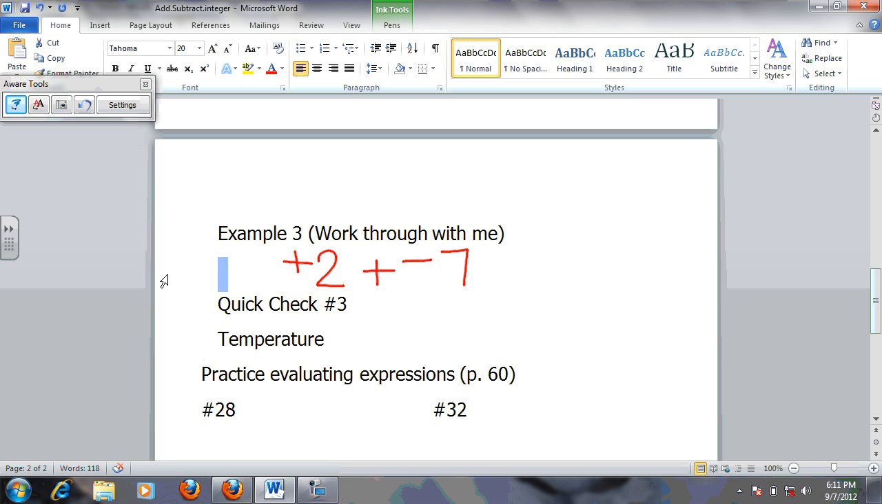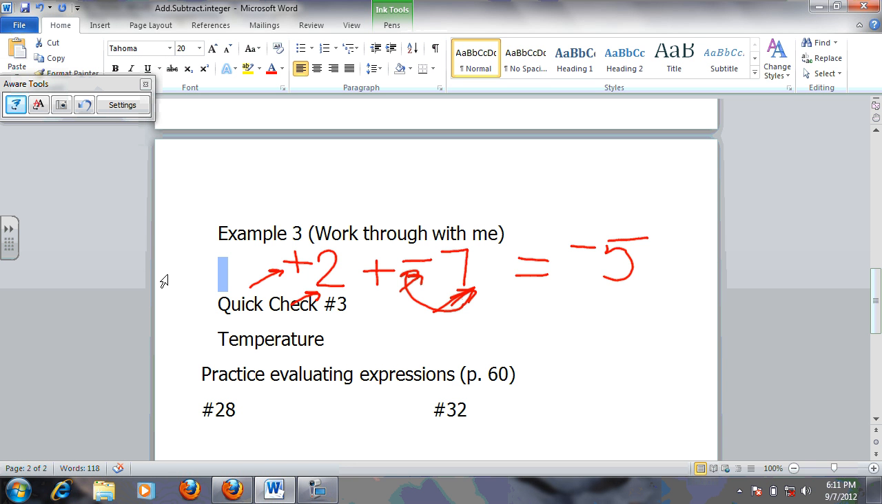Well, my signs are different. I have a positive 2 and I have a negative 7. Since the signs are different, I'm going to subtract. 7 minus 2 is 5, and I'm going to keep the sign of the larger number. Which is larger, 2 or 7? 7 is larger. 7 was negative, so my sum is negative 5.